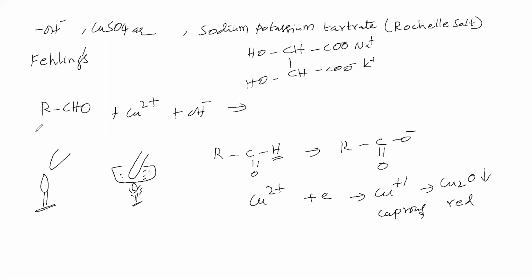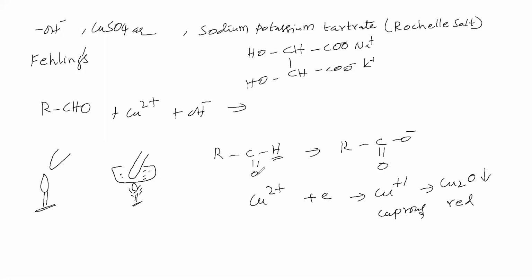The aldehyde is a liquid, copper sulfate solution is a liquid, the alkali is a liquid, and sodium potassium tartrate is a liquid. So everything is liquid in the test tube. Once cuprous oxide is formed, the red precipitate settles down. We can see the red precipitate in the test tube. So aldehyde gives this test, Fehling's test.